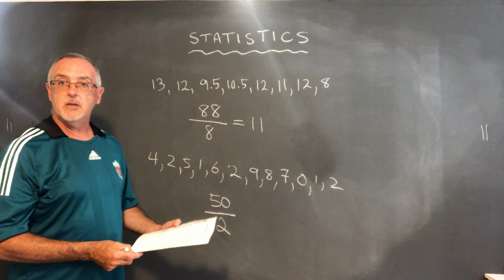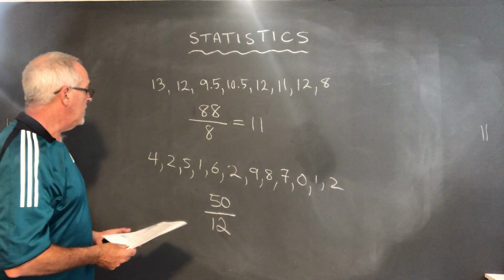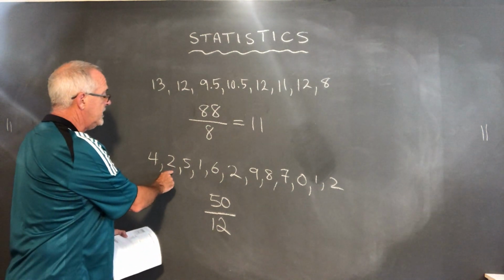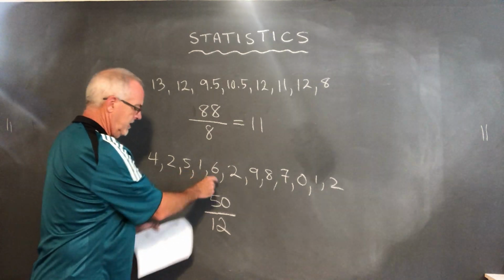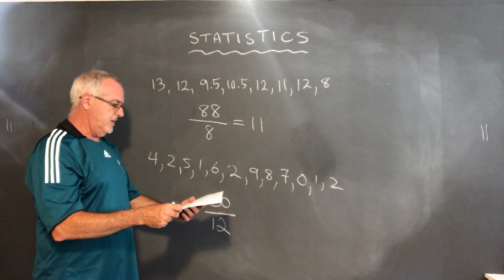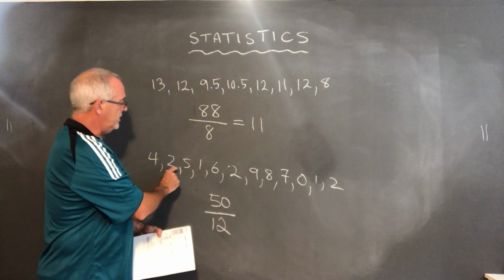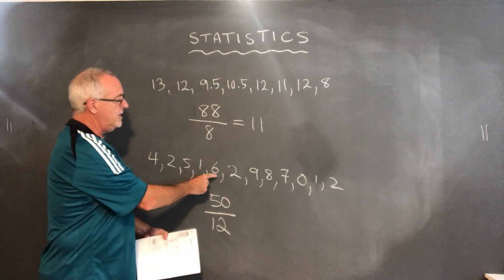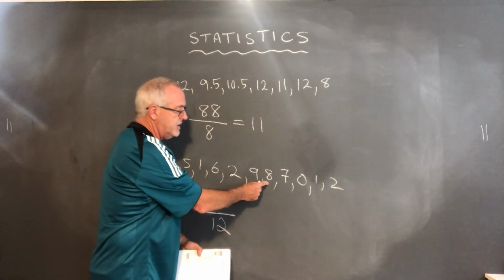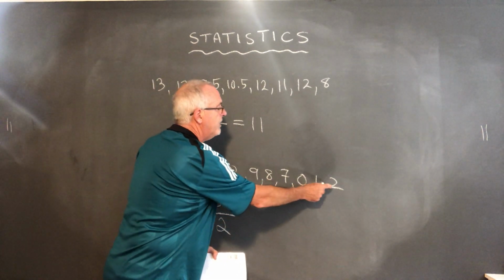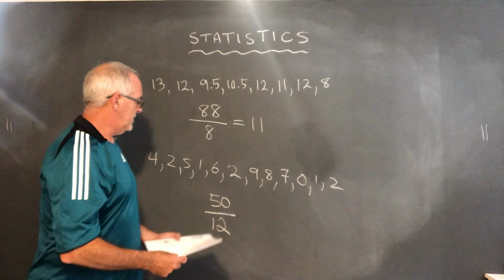I didn't get the same answer that's written on this sheet, so I'm going to double check it. 4 plus 2 is 6, plus 5 is 11, plus 1 is 12. Oh, I think I looked at the wrong values. 4 plus 2 is 6, plus 5 is 11, plus 1 is 12, plus 6 is 18, plus 2 is 20, 29, 37, 44, 45, 47. It's not 50, it's 47.